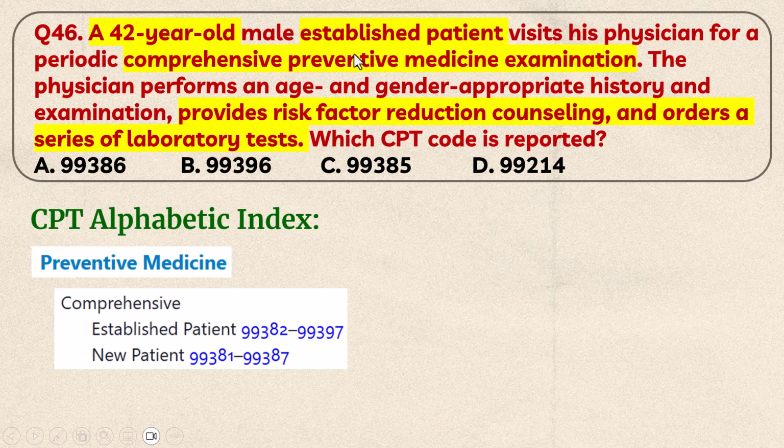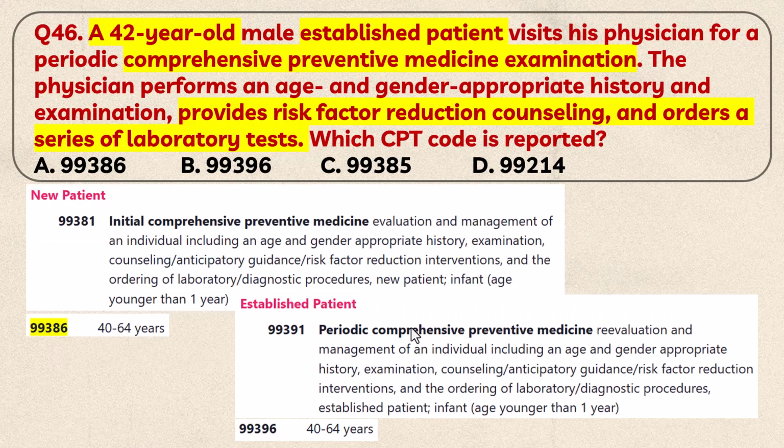And the patient is an established patient. So you have to go for the established patient code. It will lead you to the following code series 99382 to 97. Again, come back to the tabular list and confirm the answer. Once you go to the tabular list, 99381 is for new patient and 99386 for 40 to 64 years. But in our case, it's an established patient. So for established patient, you have to go for 99391 through 99396 for 40 to 64 years. So 42 is included in this age category. So the correct answer will be answer B.